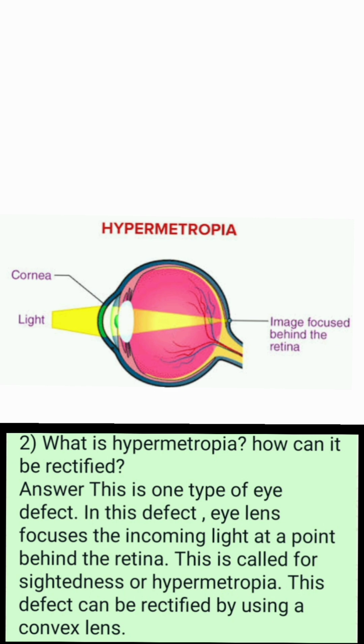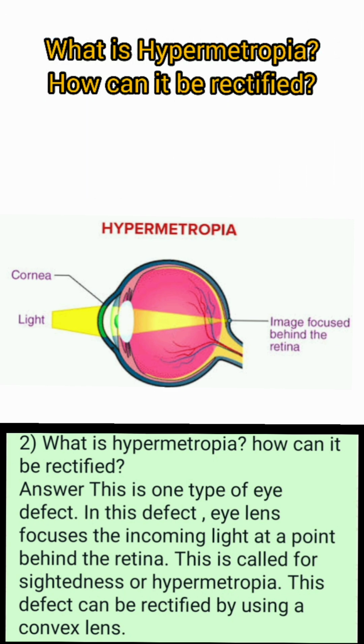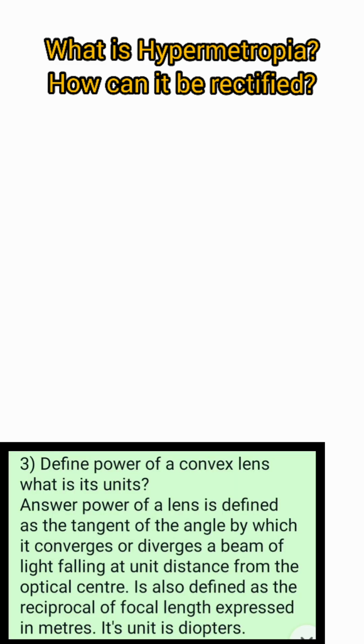2. What is hypermetropia? How can it be rectified? Answer: this is one type of eye defect. In this defect, the eye lens focuses the incoming light at a point behind the retina. This is called farsightedness or hypermetropia. This defect can be rectified by using a convex lens.